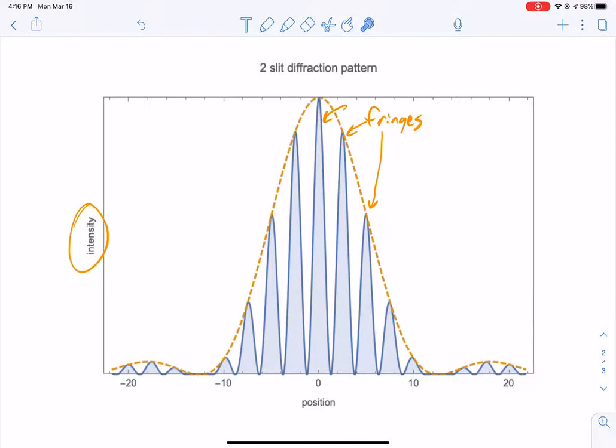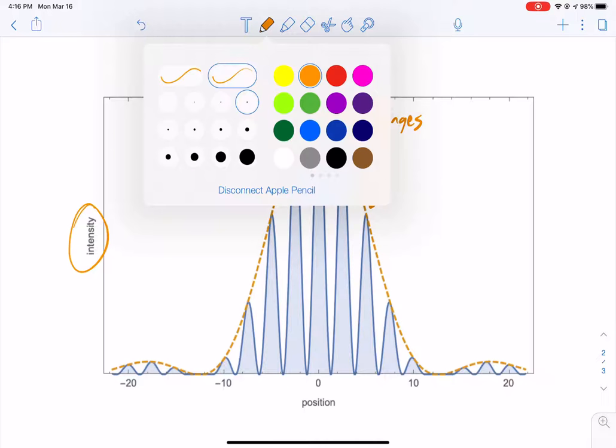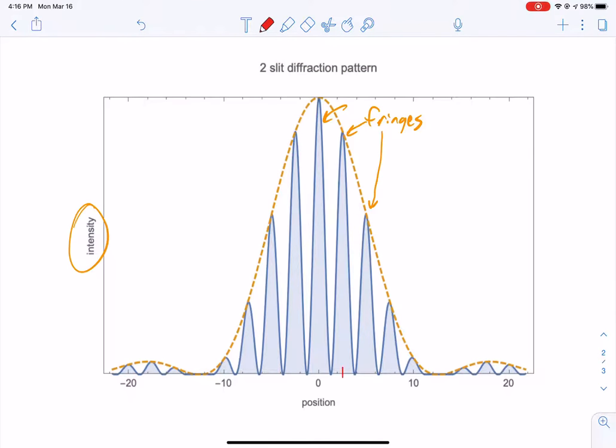Now, one thing that IB does want you to be able to do is tell how far apart these fringes are. Each fringe is approximately the same distance apart. And so in topic 4.4, they give you an equation that helps you find this. 4.4 gives you the equation s equals lambda D over d. You can probably guess what s stands for. s is the spacing between fringes.